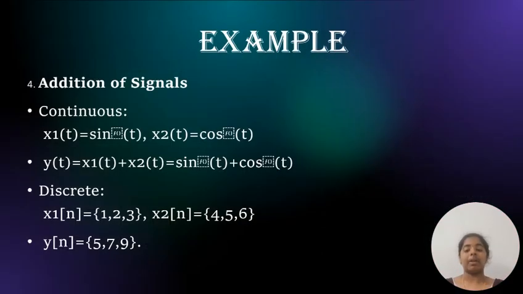Let's discuss this more briefly using an example. Addition of signals, continuous: x1 of t equals sin t, x2 of t equals cos t, y of t equals x1 of t plus x2 of t, which is sin t plus cos t. Discrete: x1 of n equals 1, 2, 3, x2 of n equals 4, 5, 6. Now adding 1 plus 4 gives 5, 2 plus 5 gives 7, 3 plus 6 gives 9.